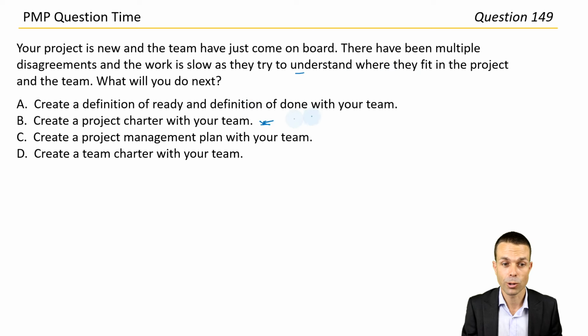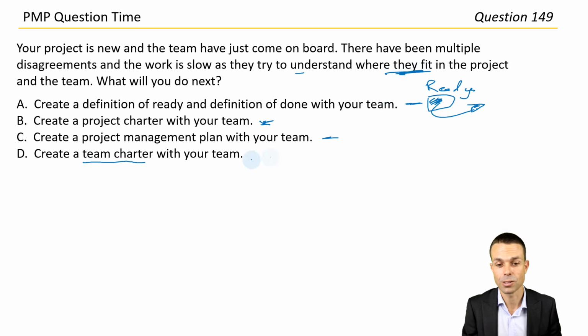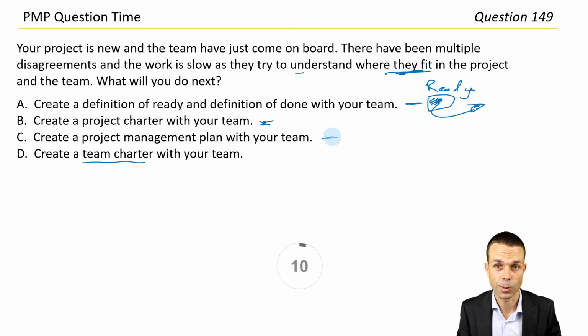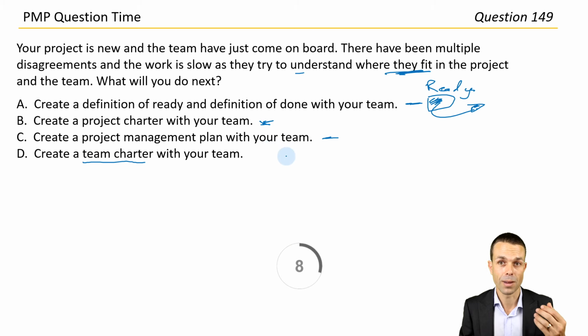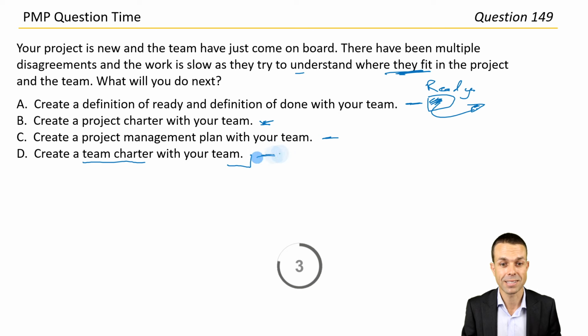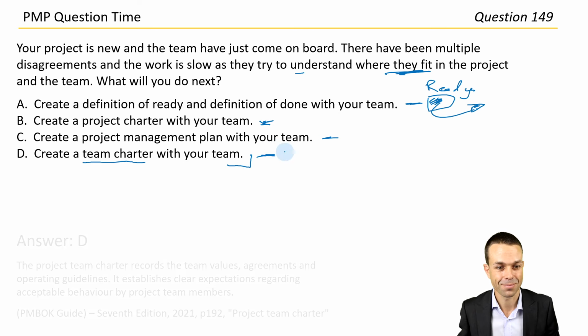Project charter kicks off the project. Definition of ready shows what an item needs to have on it before it can be worked on by the next person or started work. It's when it's ready. Project management plan is our whole project management plan for all of our schedules, scope, cost, but it doesn't show people where they fit into the project. The team charter shows us our team vision, our mission, our roles and responsibilities, and ways to manage conflict and any other ways of working for our team. I think that's going to be our best answer. Let's go with answer D.